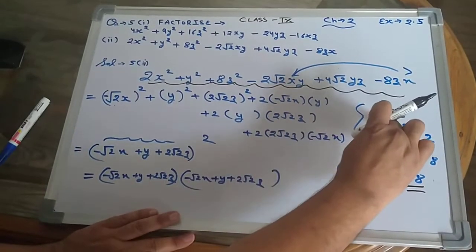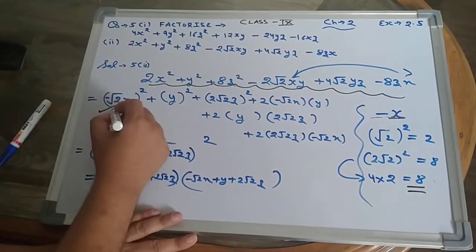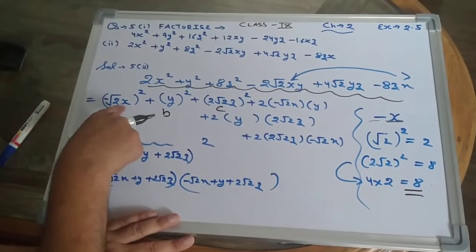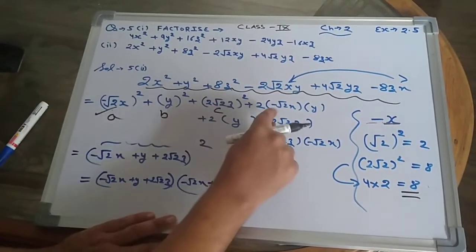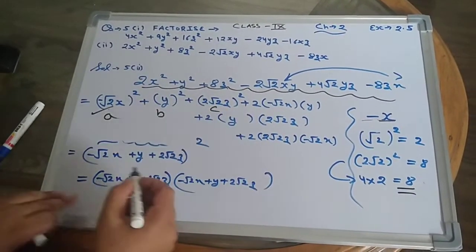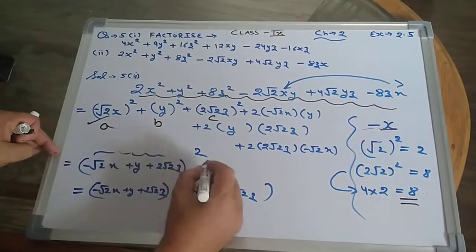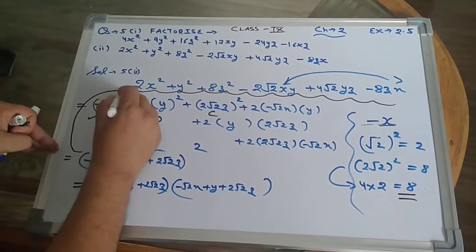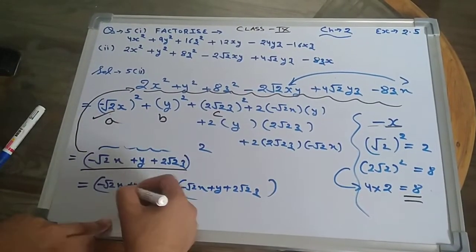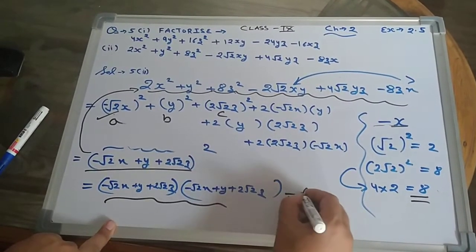Now I have to write minus x instead of x, so I write this with a minus. This acts as our a, this acts as our b, and this acts as our c. Now again applying the formula a square plus b square plus c square plus 2ab, 2bc, 2ca. Now students, it becomes the formula of minus root 2x plus y plus 2 root 2z. If we solve this by using the formula, we will definitely get this. So we have to reverse the process. When we reverse the process, we will get this. And you know that x square can be written as x into x. So I can write this. These are our factors. Thank you.